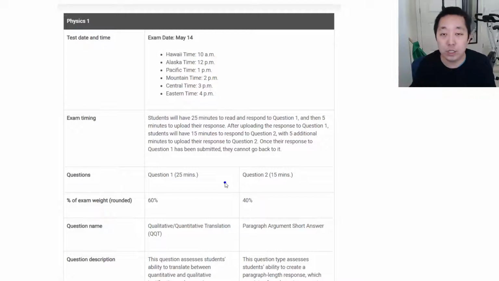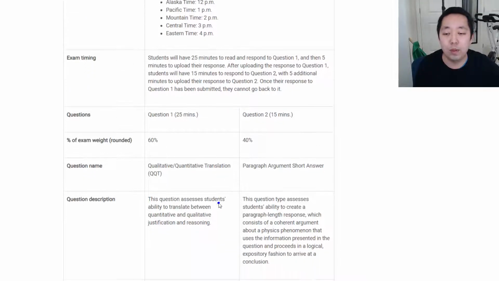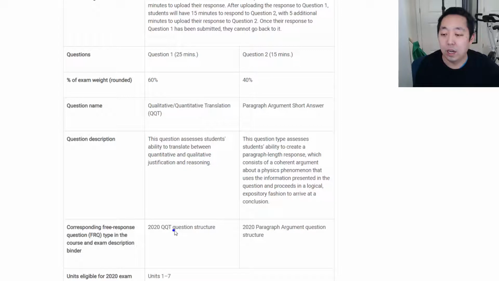If you finish question 1 faster, it doesn't give you more time on question 2. This is where this is going to be highly interesting. The first question is pretty similar to a standard free response question. Qualitative, quantitative translation. That means being able to look at a problem, break it down, and solve it. The free response question is the 2020 QQT question structure.